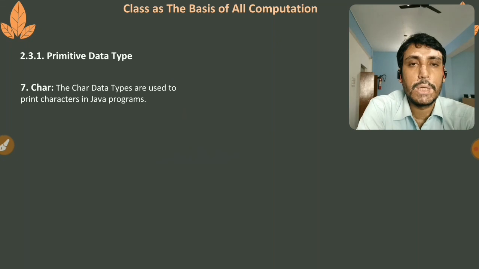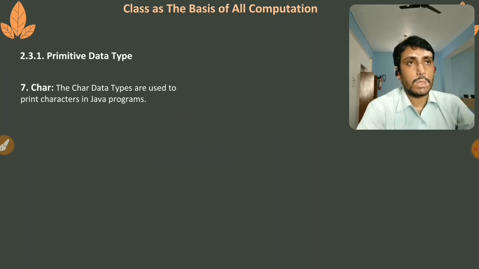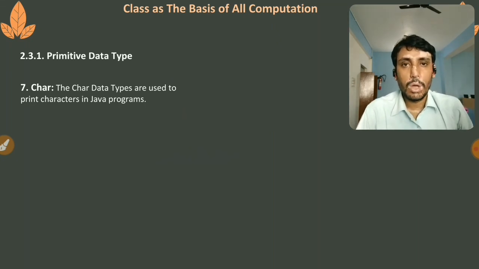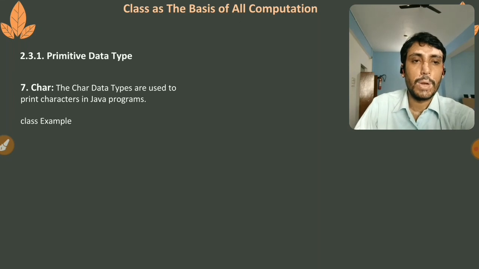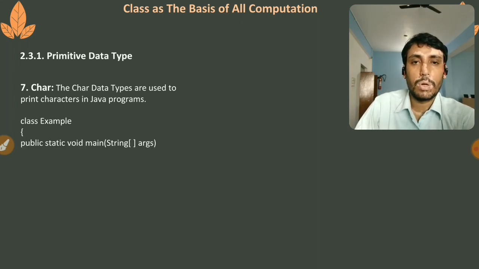Another data type is char. The char data types are used to print characters in Java. Simple A, B, C. A, B, C is a character. Let's look at this example.